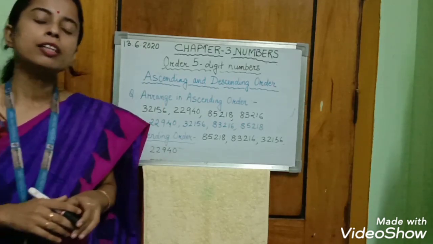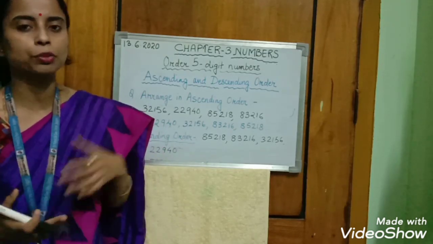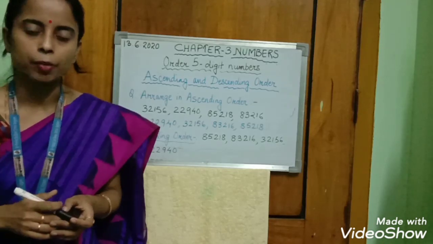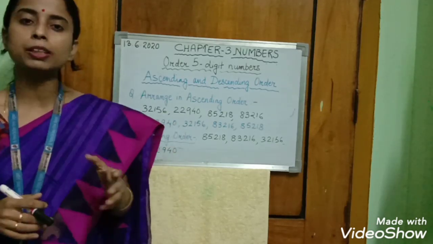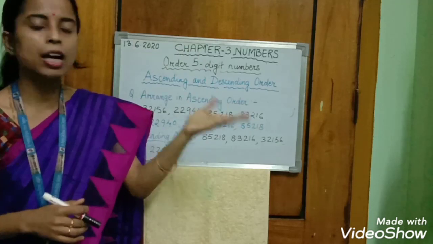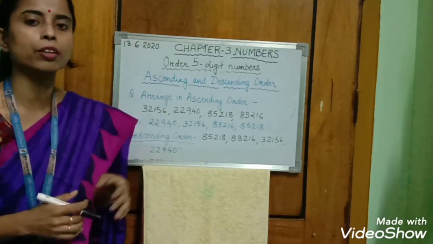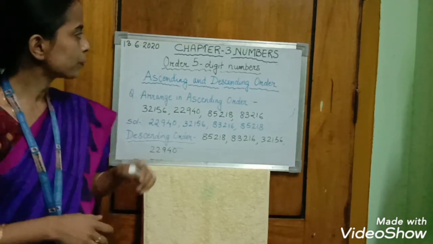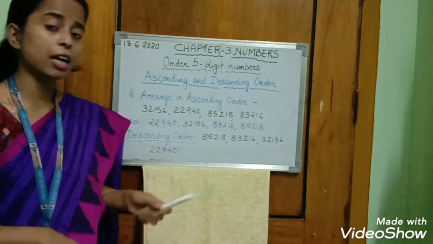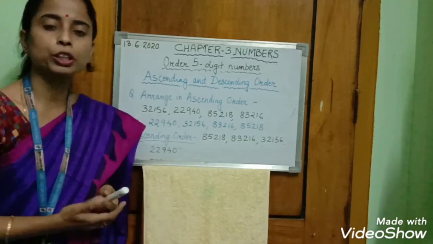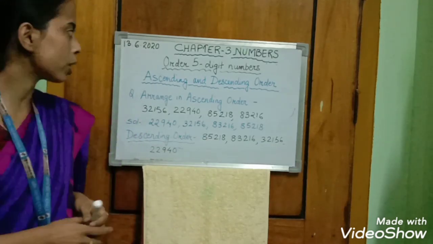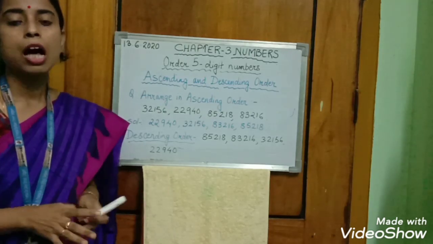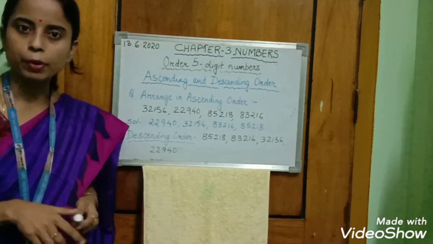So ascending order, numbers that are arranged from the smallest to the largest, are called ascending order, or we call it increasing order. And the descending order, numbers that are arranged from the largest to the smallest, we call it descending order, or we call it decreasing order. Okay? So children, keep practicing the topics which I have discussed all through this session. So practice it all.